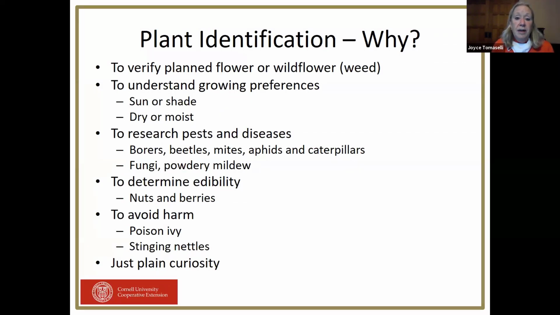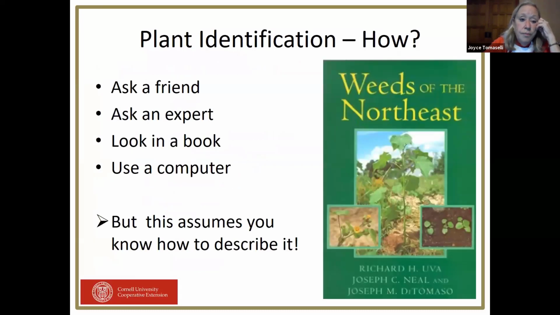You might want to identify a plant when you're hiking to say, whoa, wait a minute, I don't want to touch that. It's poison ivy or it's stinging nettles. And like I said, sometimes we're just curious. So there's lots of different reasons why we want to identify plants, and we'll look at some of the tools. So there's lots of different ways that we identify.